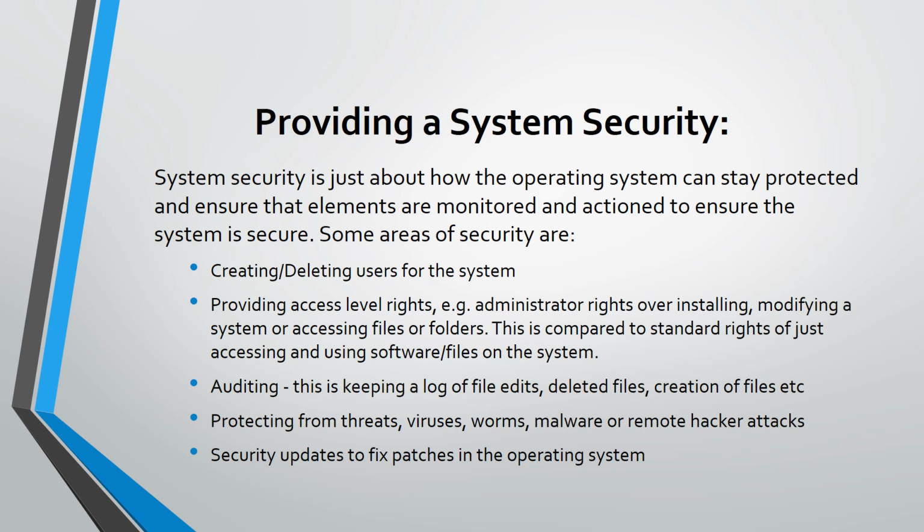The operating system is also responsible for providing system security. System security is about how the operating system can stay protected and ensure that elements are monitored and action is taken to ensure the system is secure. Some areas of security are creating or deleting users for the system, and providing access level rights, for example, administrator rights over installing, modifying a system or accessing files or folders. This is compared to standard rights of just accessing and using system files on the system.